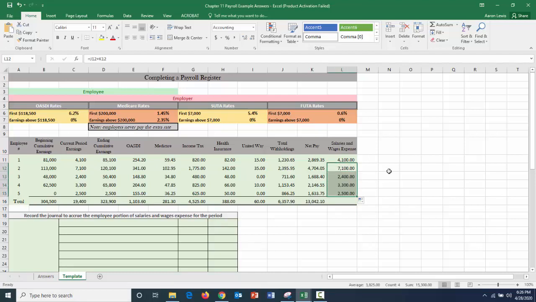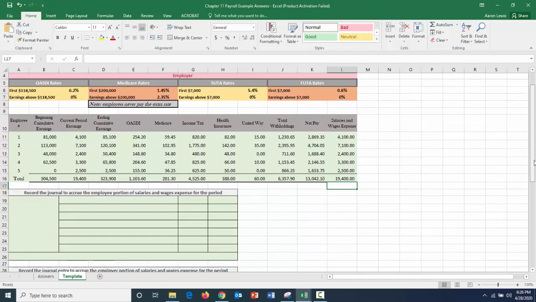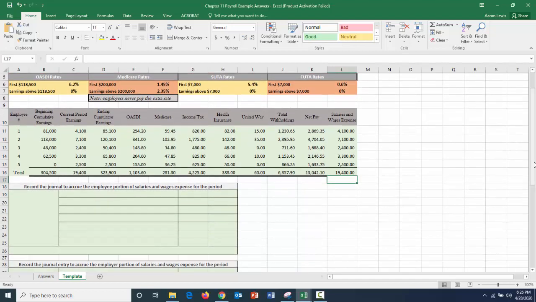Same concept holds true. It's just your total withholdings plus your net pay, which should always be equal to your current period earnings, which means the salaries and wages expense in total should be equal to your total current period earnings. So even though employees are getting taxes and etc., health insurance premiums drawn from their paycheck, you still get to record all of it as the employer in your salaries and wages expense.